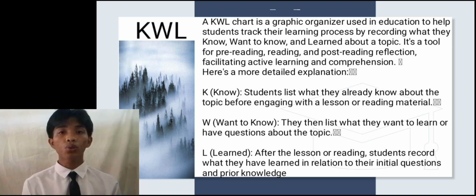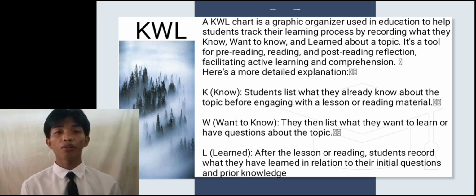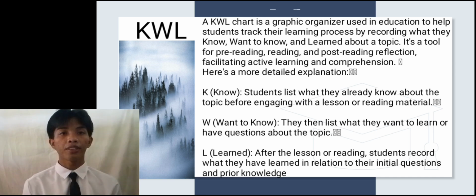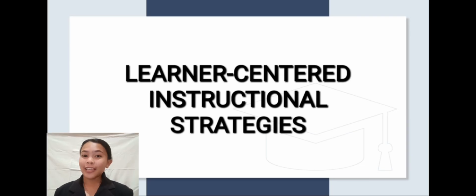K, what I know: students list what they already know about the topic before engaging with a lesson or reading material. W, what to know: they list what they want to learn or have questions about the topic. L, what I learned: after the lesson or reading, students record what they have learned in relation to their initial questions and prior knowledge.